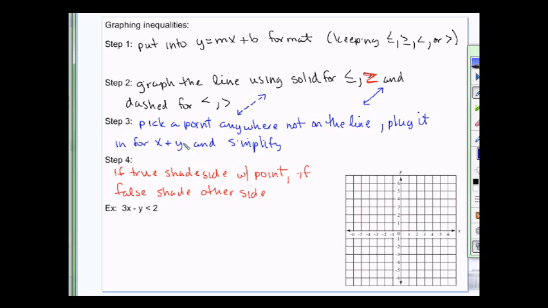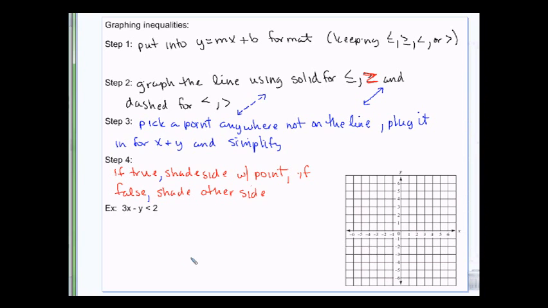After we've graphed the line, we pick a point that's anywhere else that's not on the line. Any point we want, as long as it's not on the line, we can use it. We plug those in for x and y, and then we simplify it. If we get a true statement, then we shade the side that had that point, and if we get a false statement, we shade the side that didn't have the point. We shade the other side. Okay, so I'm going to walk through that while we actually do it so it'll make more sense.